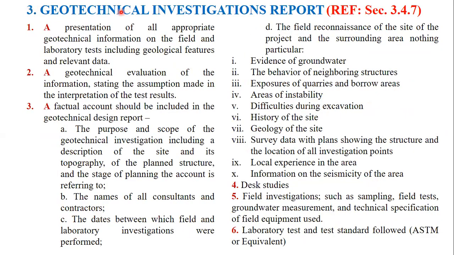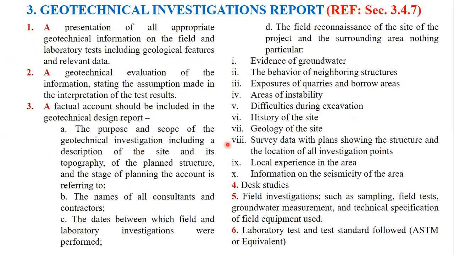This is another term and the most vital issue of geotechnical investigation report, section 3.4.7. These 6 steps should be followed to prepare a geotechnical investigation report. Step number one: presentation of all appropriate geotechnical information of the field and laboratory tests, including geological and relevant data, and geotechnical evaluation of the information, stating the assumptions made, the interpretation of test results, relevant test results, and factual account.